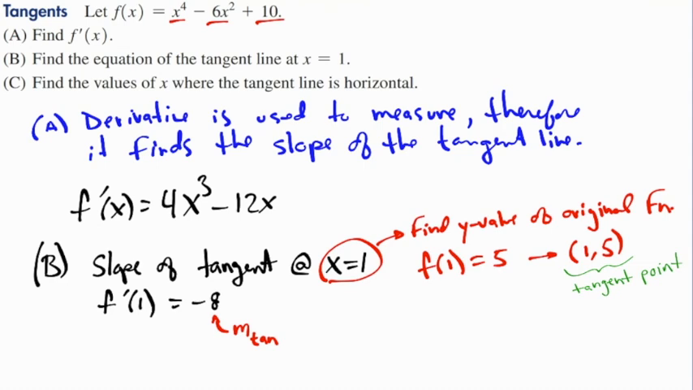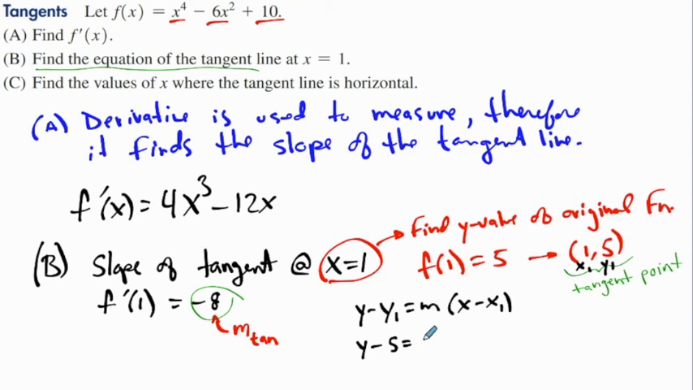Part C says find the values of x where the tangent line is horizontal. Okay, so to finish part B, we need to find the equation of the tangent line. So now that we have slope and a point, we can use the slope point formula. So y minus y1 equals m times x minus x1. The known point is our x1, y1, and our slope goes in for m.